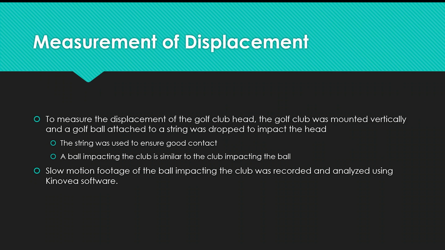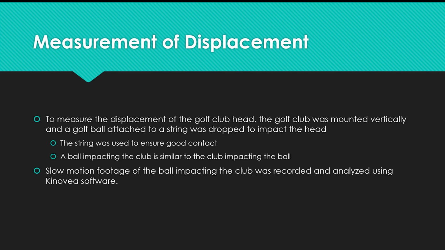Measurement of displacement. To measure the displacement of the club head, the golf club was mounted vertically and the golf ball was attached to a string, and then it was dropped from a known height. The ball was mounted to a string to ensure that the club head and the ball made good contact so that nothing was hit off at an angle, and it helps clean up the data.